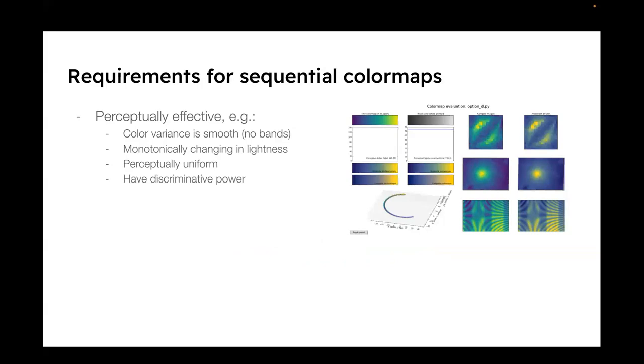Yet another rule is that they should have discriminative power. There's a reason other than being pretty that color maps are, well, colorful. For example, because the color map viridis traverses a large area of the color space, it can reveal more variance in data than a straight line black to white color map.